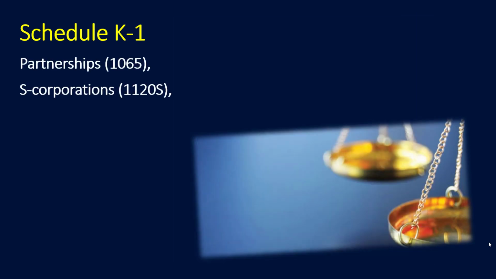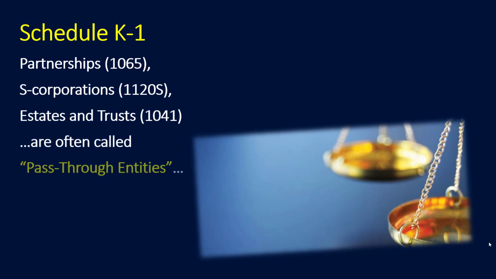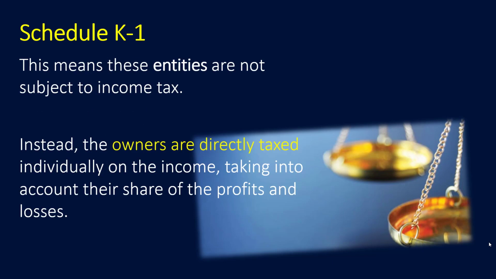Partnerships, S corporations, estates, and trusts are often called pass-through entities. This means these entities aren't subject to income tax. Instead, the owners are directly taxed individually on the income, taking into account their share of the profits and losses. In other words, the income passes through these entities directly to the owners and shareholders.